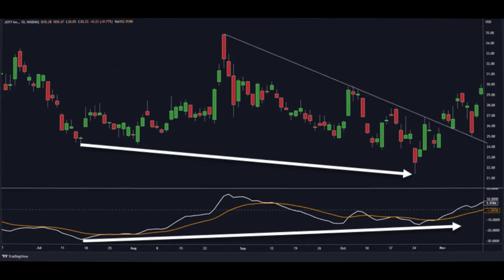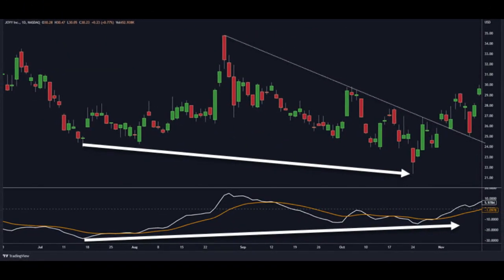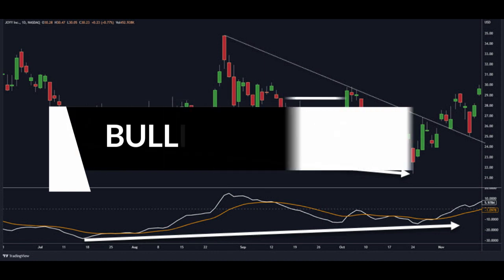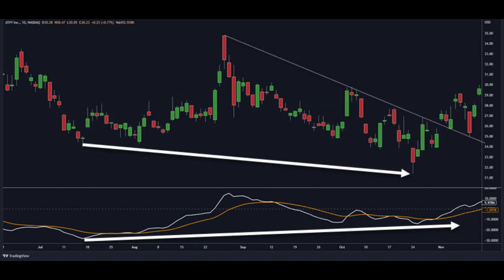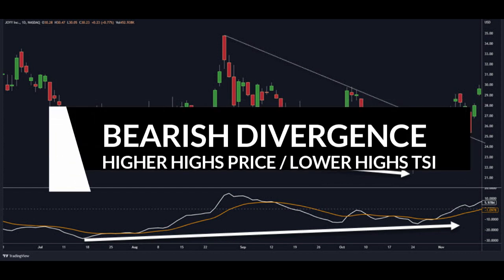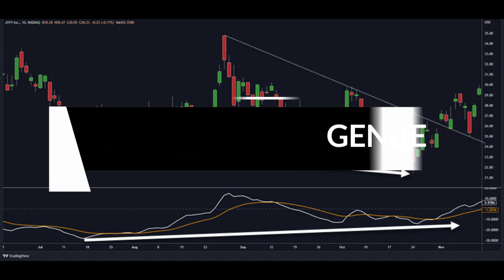We have divergence. This is when the TSI moves in the opposite direction of the price. And now divergence can be an early warning sign of a trend reversal. Got bullish divergence. Price is making lower lows, but the TSI is making higher lows. Might get a potential reversal to the upside. Bearish divergence. Price makes higher highs, but the TSI is making lower highs. Again, might be looking for a reversal to the downside.